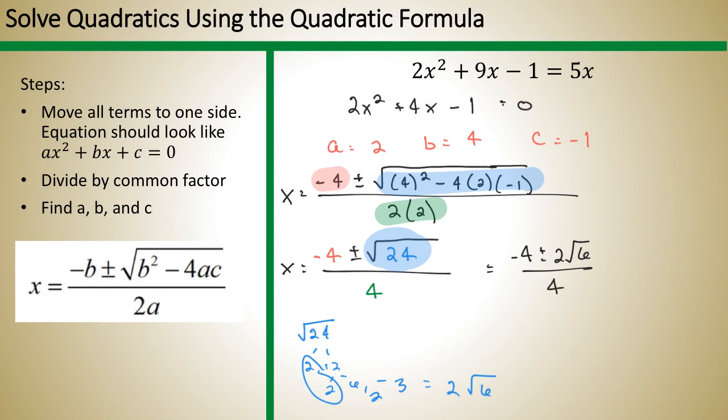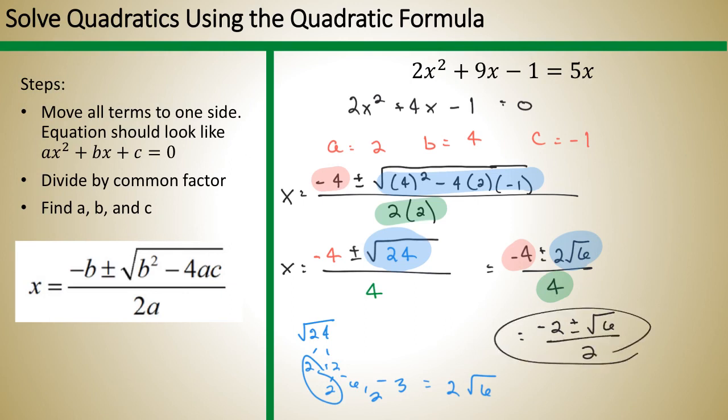And then we're looking at these 3 pieces again. What we know about these 3 pieces is they can all be divided by 2. So the simplified form of this thing is going to be negative 2 plus or minus the square root of 6 over 2. And that would be as far as we can simplify this.